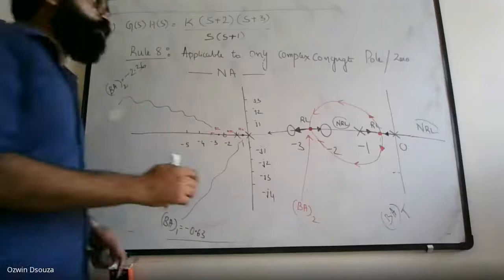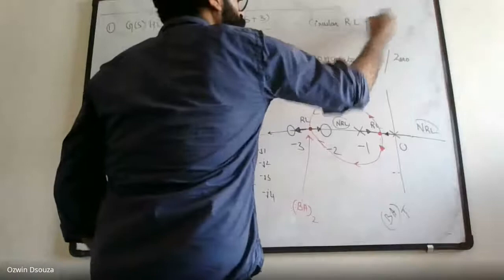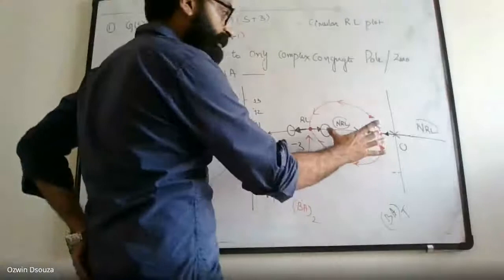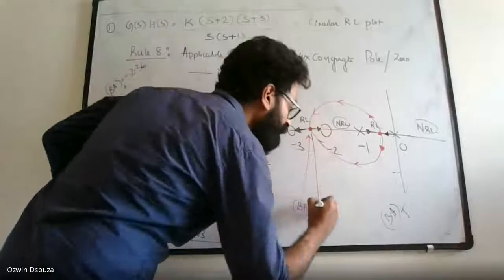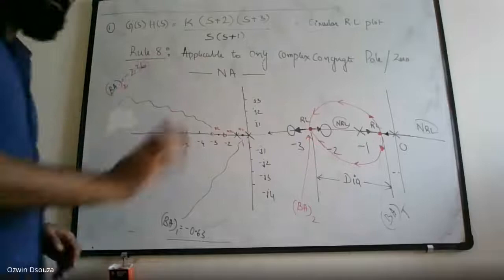Whenever you have P equal to Z, you get a circular root locus plot. While drawing, you have to measure the distance between the two breakaway points. The distance between the two breakaway points is basically the diameter of the circle. This is your circle diameter. Accordingly, using a compass, you can draw a proper root locus plot. It gives a circular shape. So this is your root locus plot.